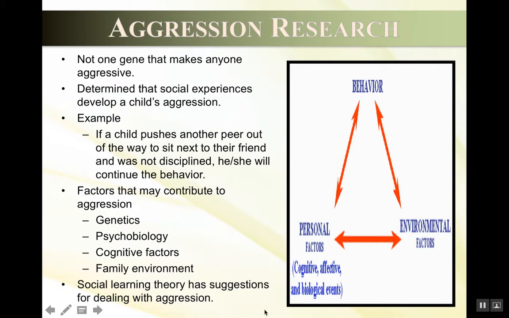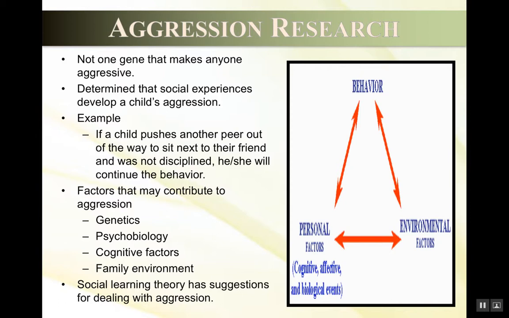So, aggression research. Well, there's not one gene that makes anyone aggressive. It is determined by social experiences, so it's who they see. So, for example, if a child pushes a peer out of the way and nothing happens, they're more likely to continue it. However, if they're punished or reprimanded for it and there's a consequence, they're less likely to do it. However, learned behaviors happen rather quickly. So, being very on top of it and what's acceptable and what's not, and having them think about their actions is very, very important. Now, factors that do contribute to aggression are genetics, but there's not just one gene.